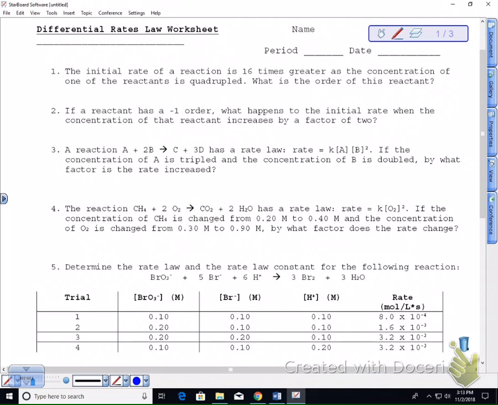All right, let's do some practice here using the law of mass action and look at some of these proportionalities. So in number one here, the initial rate of a reaction is 16 times greater as the concentration of one of the reactants is quadrupled. So what is the order of this reaction? We've seen these types of questions before, like when we were dealing with the gas laws. If we double the pressure of a gas, what happens to the volume and so on? So same action here. Let's look at the math a little bit more closely. It says the rate is 16 times greater, so that becomes 16 times the rate.